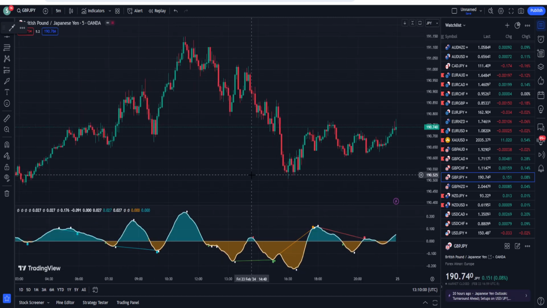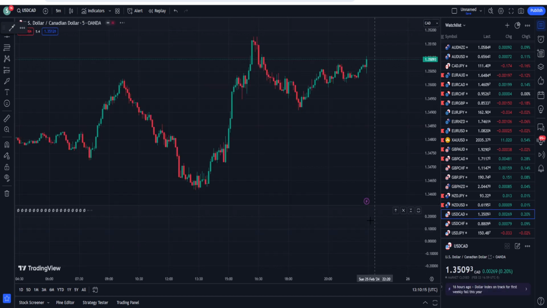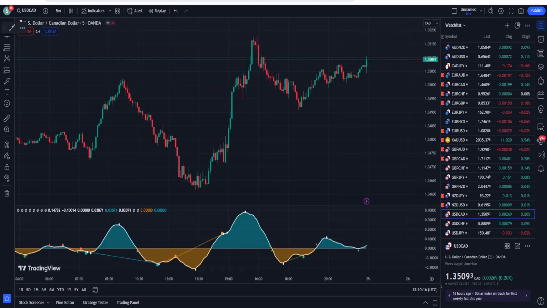Okay guys, so this indicator setup will be based on two indicators. We will not be using just one indicator. We will use one buy and sell indicator, and the second part of this video will be based on the divergence indicator. So please make sure that you do not miss any important part of this video.